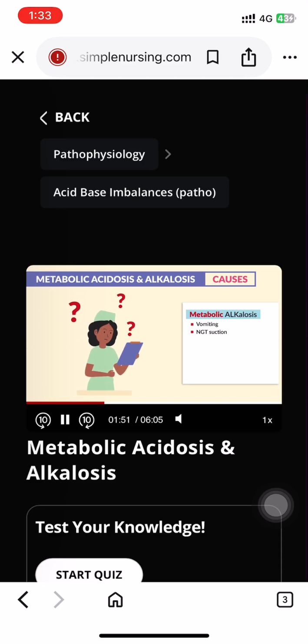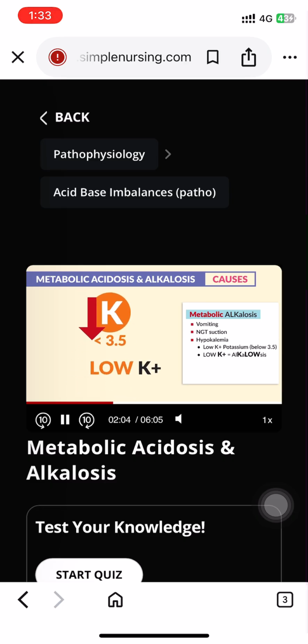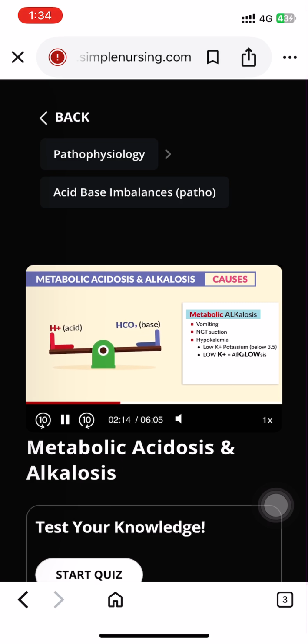Okay, now for a little side note specifically for pathophysiology courses. They love to test on this, so please write this down. Hypokalemia, that low potassium below 3.5, think low K for alkalosis. Another big cause that pushes the body into this base state. Now just think, the body hates to be out of balance, right? So it's going to try and balance itself out.